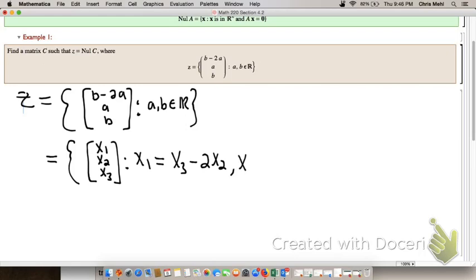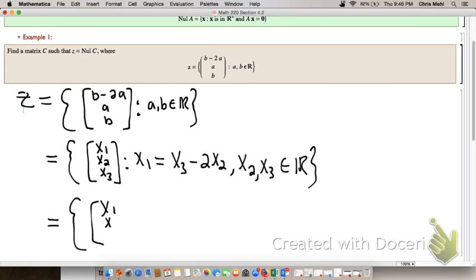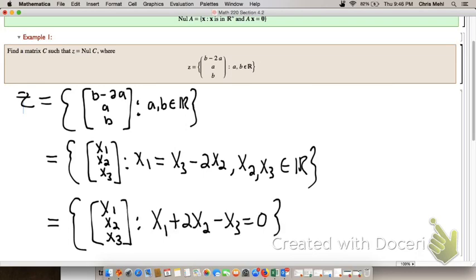And of course, x sub 2 and x sub 3 are going to be real numbers. And I'm going to rewrite this set one more time. This is a set of all vectors x sub 1, x sub 2, x sub 3, such that x sub 1 plus 2x sub 2 minus x sub 3 equals 0. So the condition on my column vector is a single equation in three variables, x sub 1, x sub 2, and x sub 3.